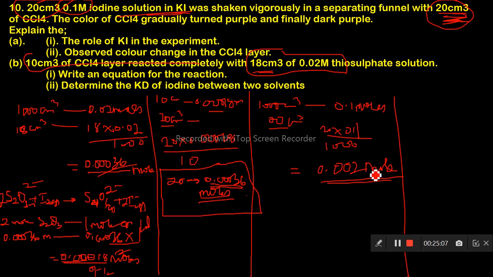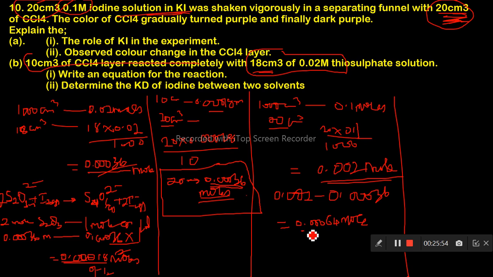But now after shaking it with the organic layer, we see that the organic layer was able to extract 0.00036 moles. So what is the number of moles of iodine that remain? It will just be 0.002 minus 0.00036 moles. So what will be the answer? The answer is 0.00064 moles.